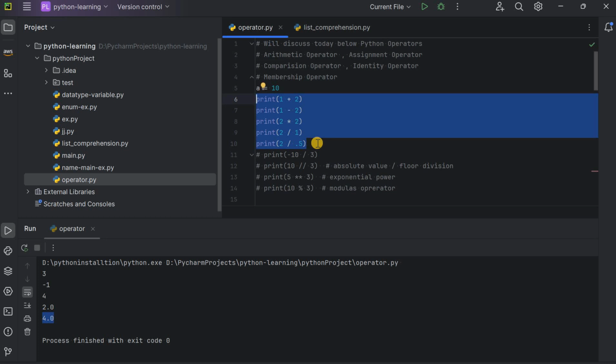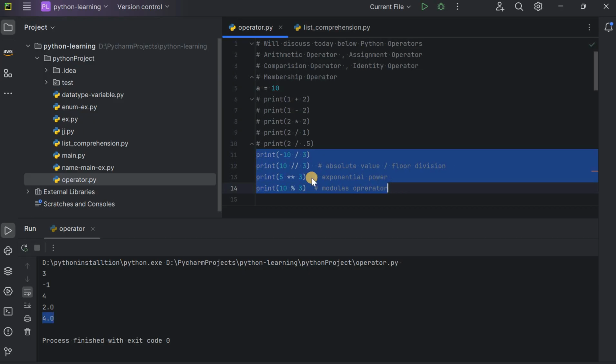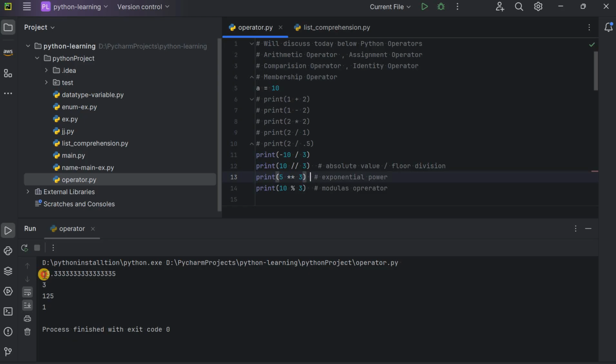So let's start with how these will work. Let's suppose we do minus 10 divided by 3, and this could be an expected question for beginners, right? So what would be the output? Minus 10 divided by 3. This is the floor division. It will give the integer part, not the decimal part. So that will be 3.